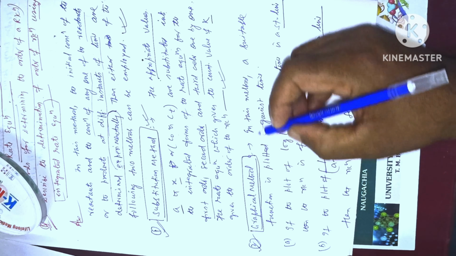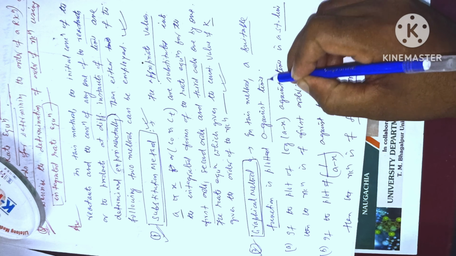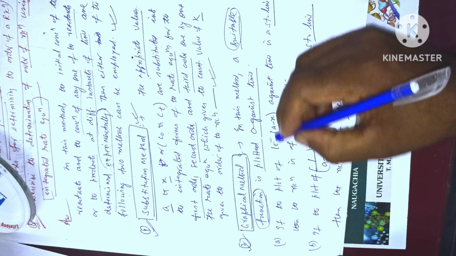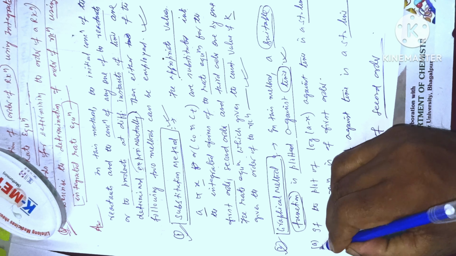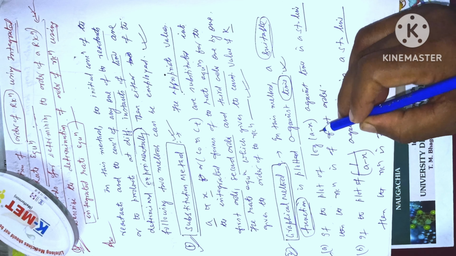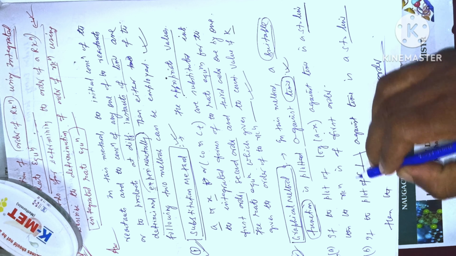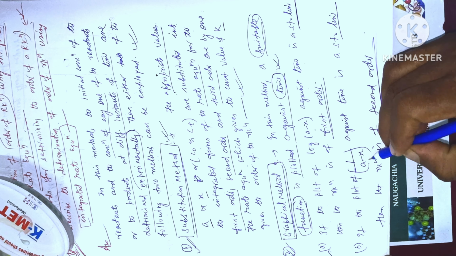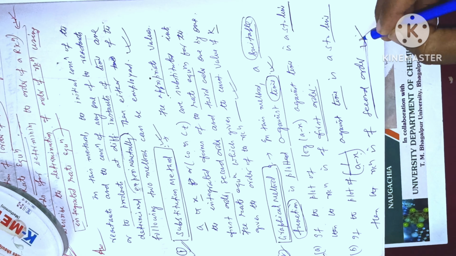And in the graphical method, a suitable function is plotted against time. A graph is plotted between a suitable function versus time. Number a: if the plot of log (a minus x) against time is a straight line, then the reaction is first order. Number b: if the plot of 1 upon (a minus x) against time t is a straight line, then the reaction is second order.